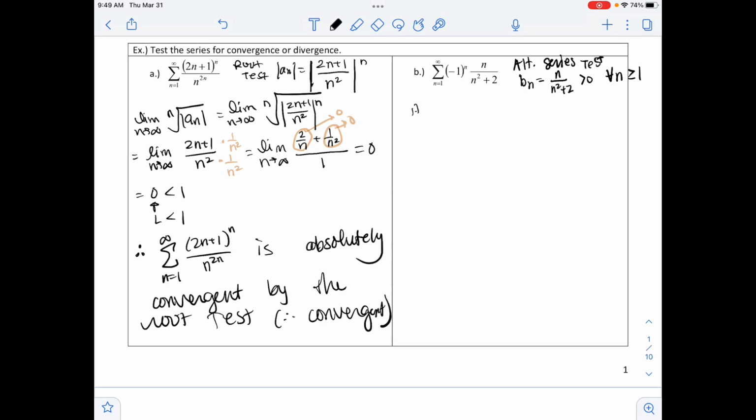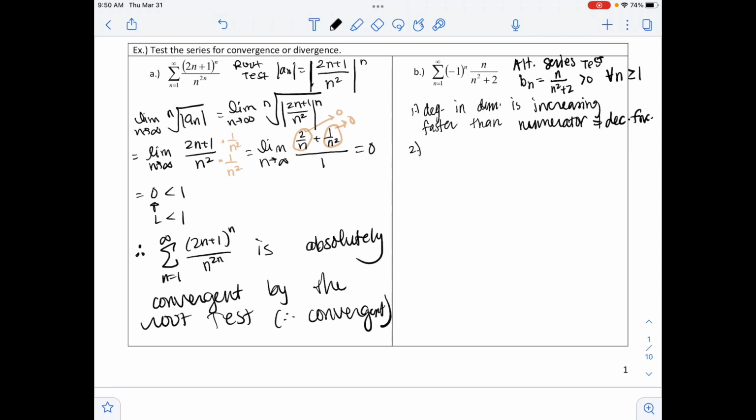A couple things to note: one, you could take the derivative of this using the quotient rule to show that it is decreasing. Another thing to note is that the degree in the denominator is increasing quicker or faster than the numerator. So therefore we can say that this is a decreasing function. So our terms are decreasing.